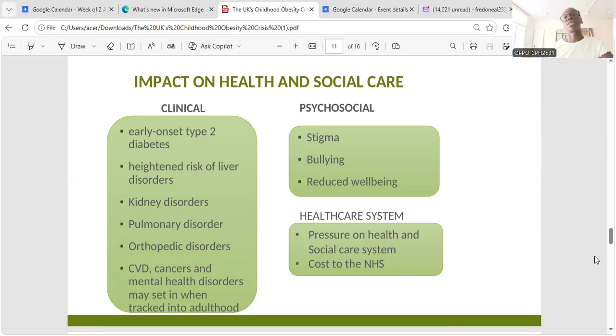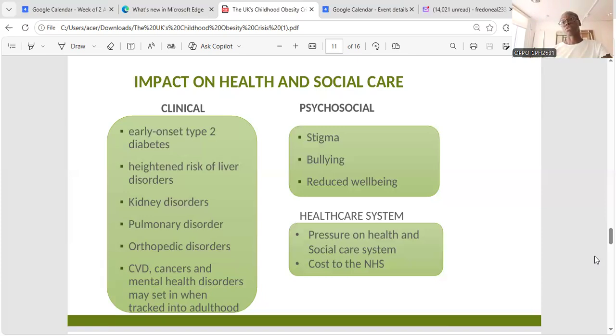Clinically, obesity is a major risk factor for early onset type 2 diabetes, a condition that was historically almost unknown in the UK, but is now recorded from as young as 9 years old, alongside heightened risk of liver, kidney, pulmonary, and orthopedic disorder. Obesity in childhood also tracks strongly into adulthood, increasing lifetime risk of cardiovascular disease, several cancers, and mental health illness.